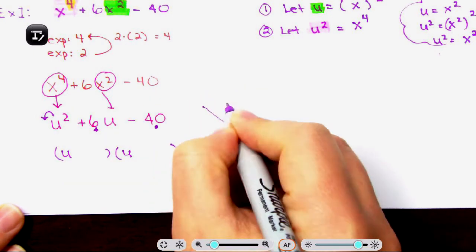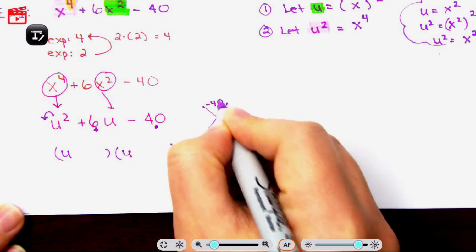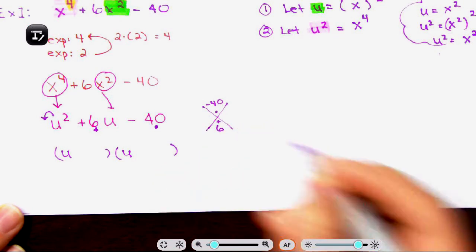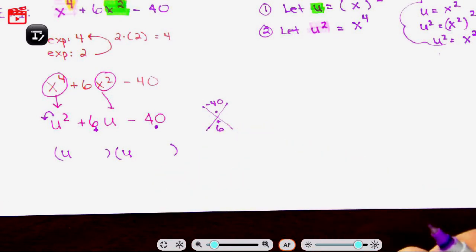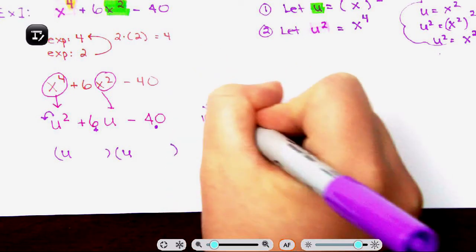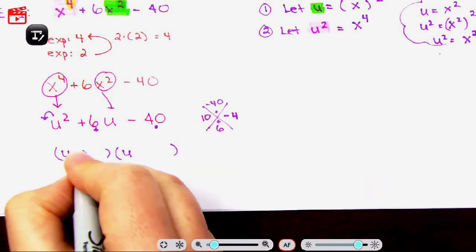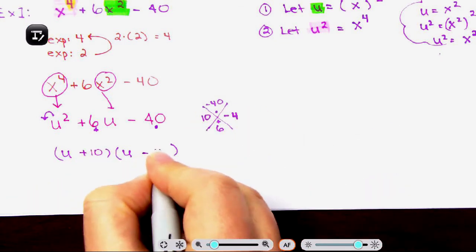If you'd like to use the diamond method, that's fine. 2 numbers that multiply to negative 40, but when I add them, give me a positive 6. So 40, I'm thinking 10 times 4 is 40. 10 minus 4 is 6. So I'm doing positive 10 and negative 4. So then I'm taking these and I'm doing a positive 10, negative 4.